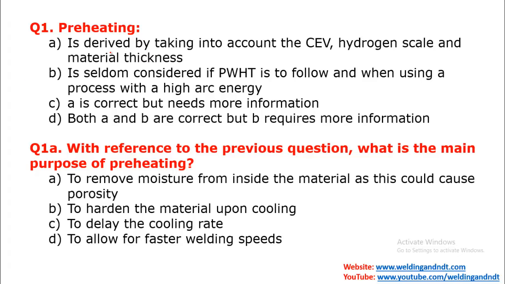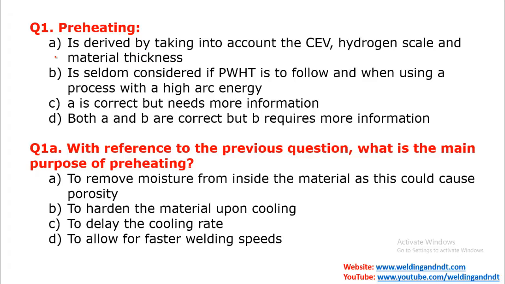Option A is derived by taking into account the CEV, hydrogen scale and material thickness. Option B is seldom considered if PWHT is to follow and when using a process with a high arc energy. Option C is A is correct but needs some more information. Option D is both A and B are correct but B requires more information. So what will be the correct answer?